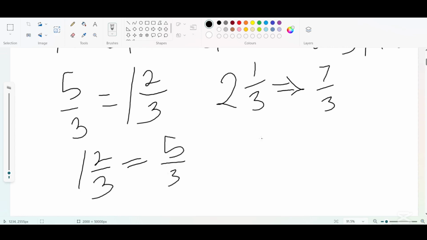It doesn't change. Now for this one also, if we want to take 7 over 3 back to a mixed fraction, so 7 over 3 is going to be 3 in 7.